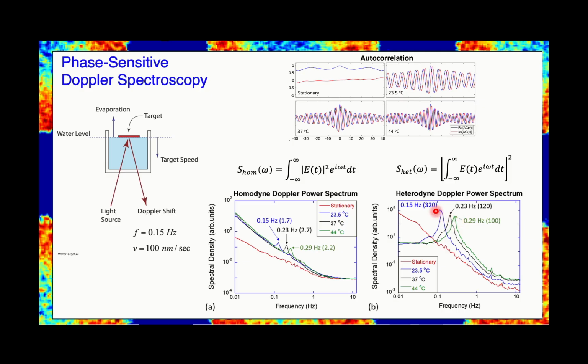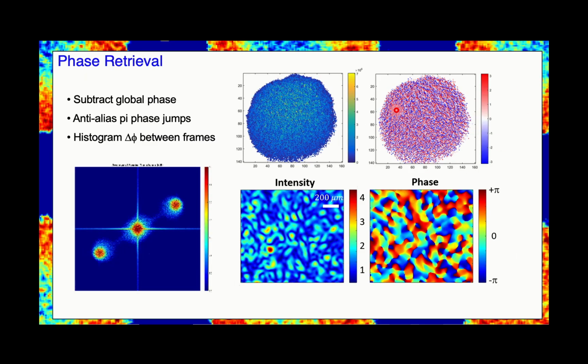So here's the Doppler peak, the heterodyne spectrum over here, and you get the classic Doppler peak, which is going faster at higher temperatures, okay? And so then this was getting up to about, in this case, 0.29 hertz, and in the lowest case, it was 150 hertz. Okay, so this was a great way of doing the calibration. Also a demonstration that we could do phase-sensitive BDI.